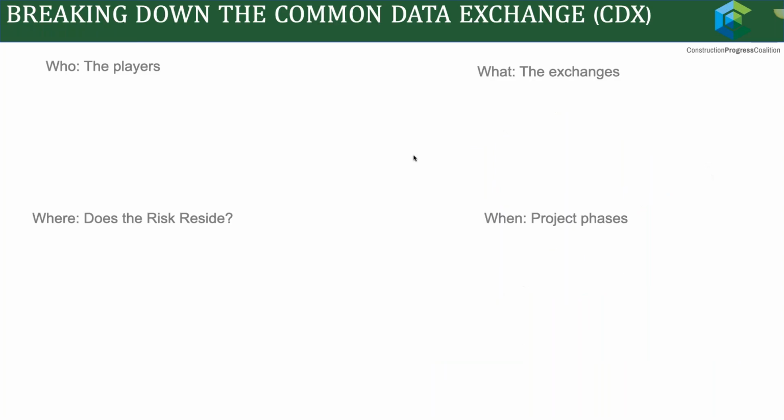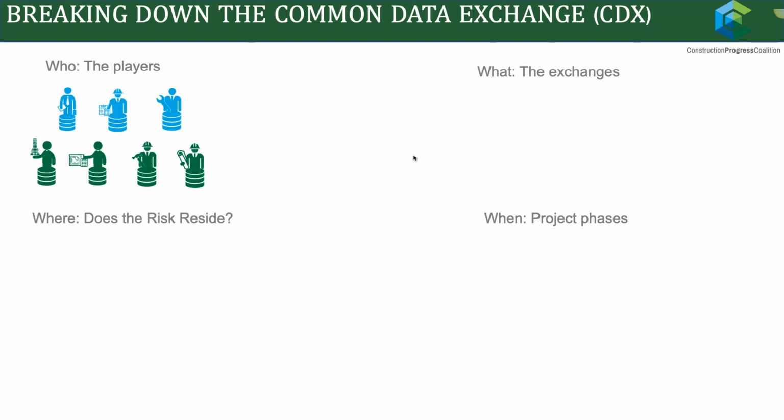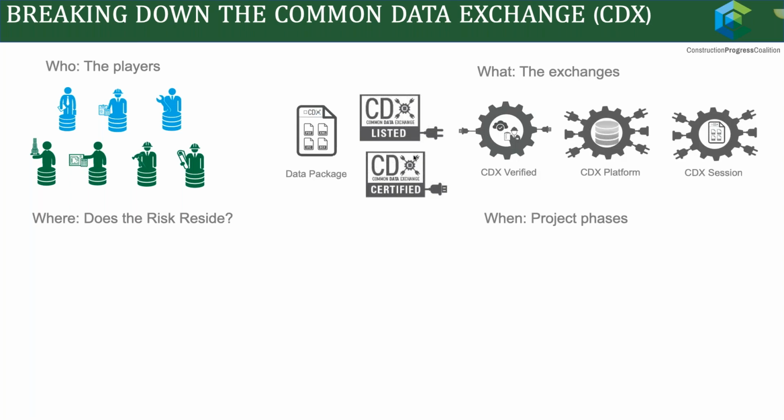So as we dive into breaking down the Common Data Exchange, or CDX, now that we understand why we care to do this, we'll look at who, what, where, and when. So who? The players, literally players or tokens, represent either our governing organizations, our owners, our authorities having jurisdiction, or our facility managers. And then our AEC players are our architects, our engineers, our trade contractors, our general contractors, all those different players that support the design-build process.